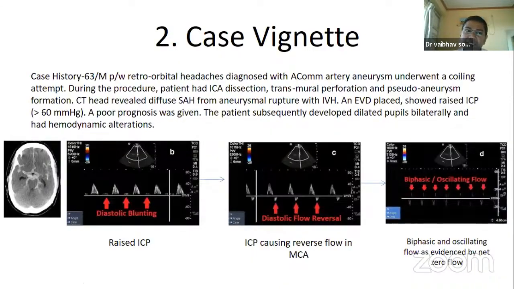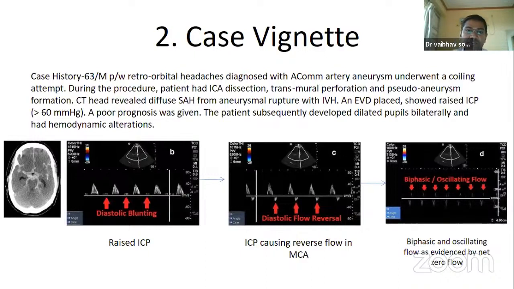Now the second case vignette: a 63-year-old male presented with retro-orbital headaches, was diagnosed with an ACOM artery aneurysm, and underwent a coiling attempt. During the procedure, the patient had ICA dissection, transmural perforation, and pseudoaneurysm formation.